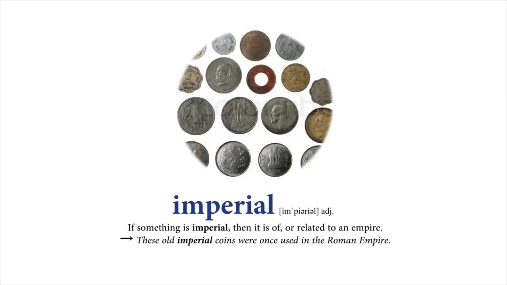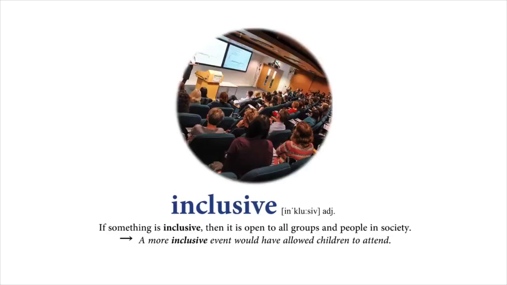Imperial. If something is imperial, then it is of or related to an empire. These old imperial coins were once used in the Roman Empire. Inclusive. If something is inclusive, then it is open to all groups and people in society. A more inclusive event would have allowed children to attend.